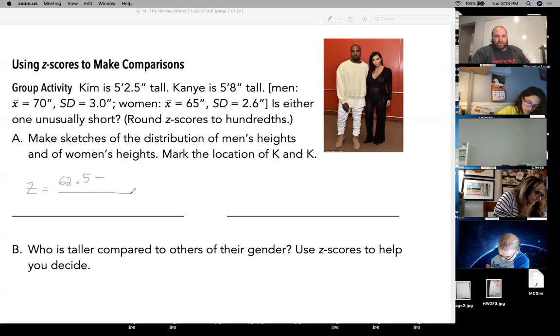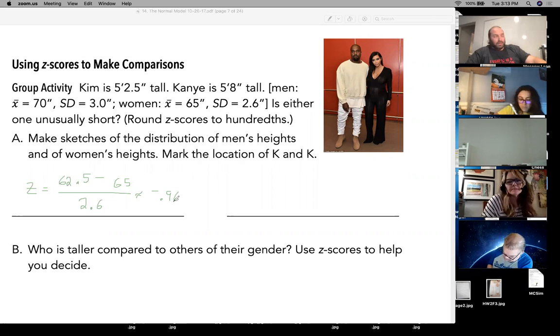What's the average? 65. And what's the deviation? It's 2.6? So what is Kim's z-score? Negative 0.96. Is Kim unusually short? No. She's short. She's one deviation down approximately, but she's not unusually short.